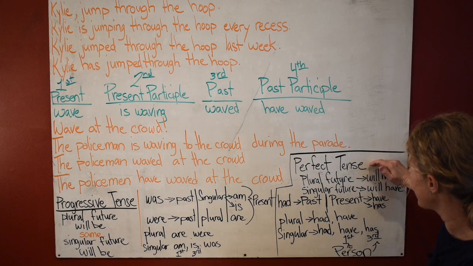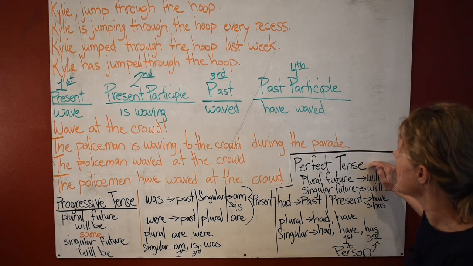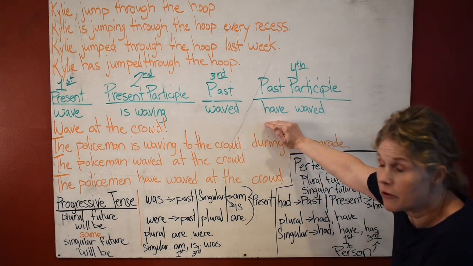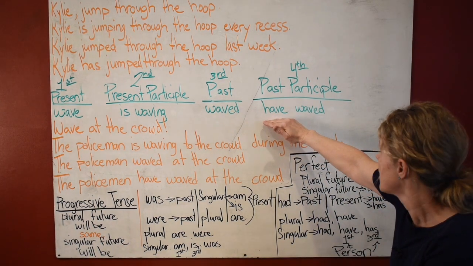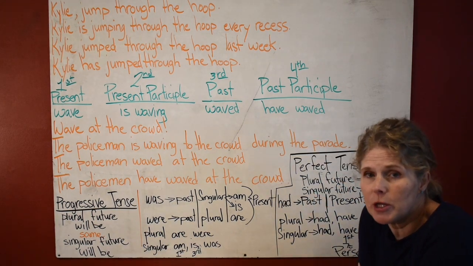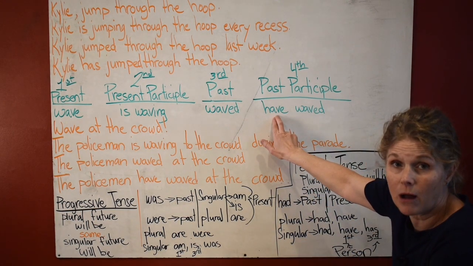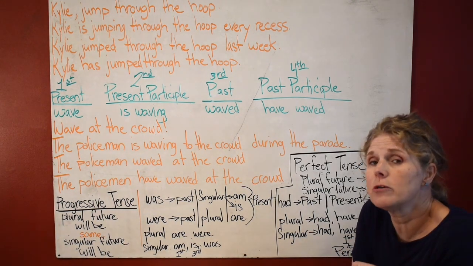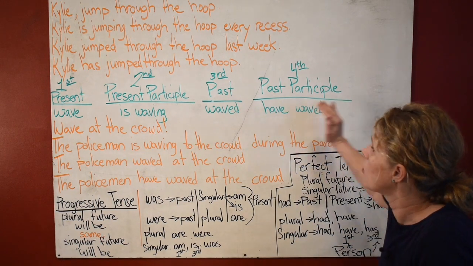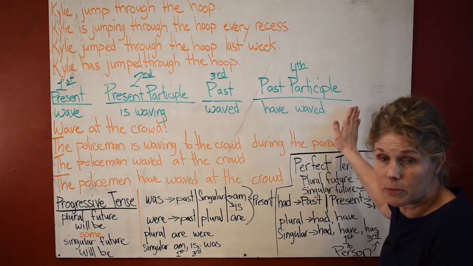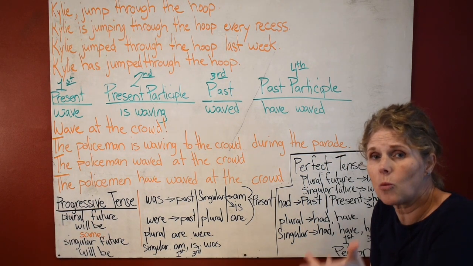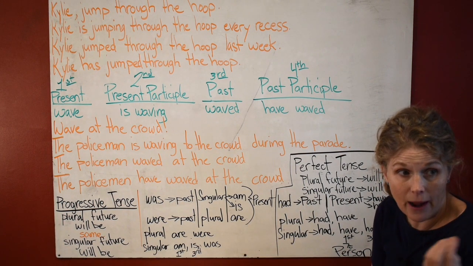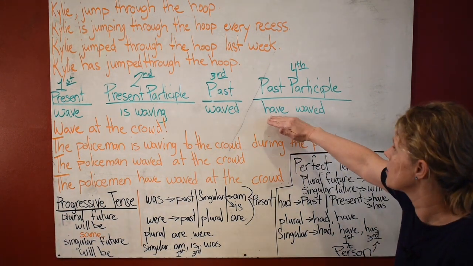Look at our perfect tense. Our perfect tense are our past participles using the helping verb right here. Our perfect tense cannot be used without this auxiliary verb. Nice. So those are our verbs that we use with our present participles and our past participles: am, is, are, was, were, be, being, and been. Okay? Those are our auxiliary verbs that need to be remembered for that.